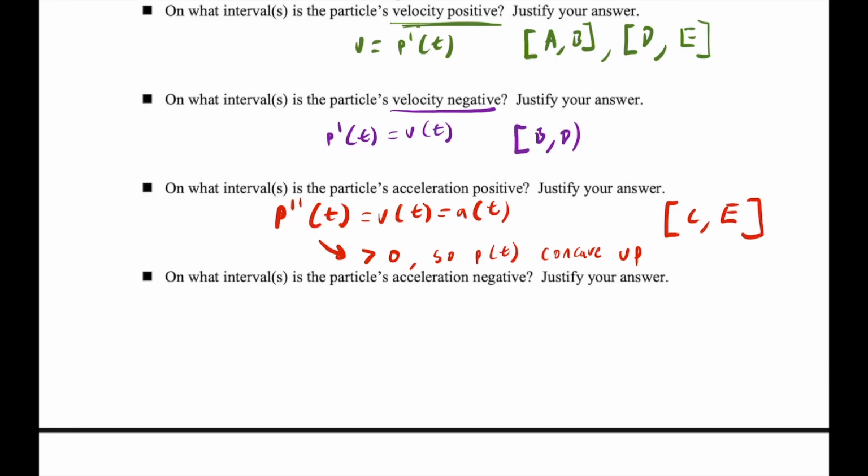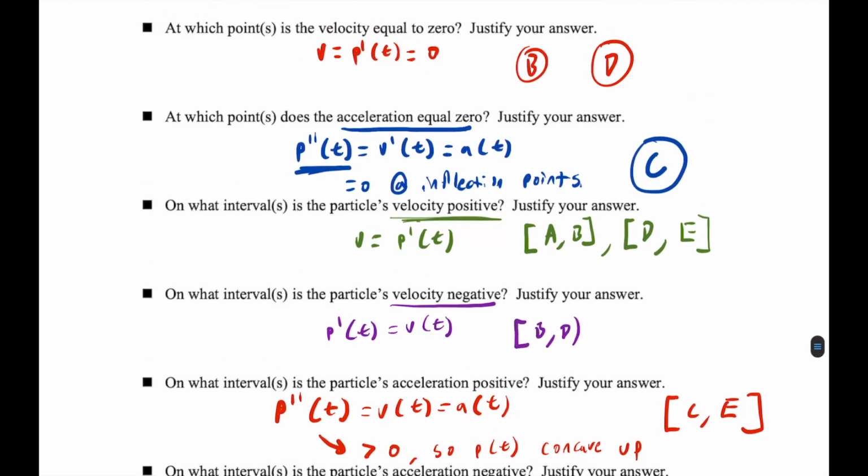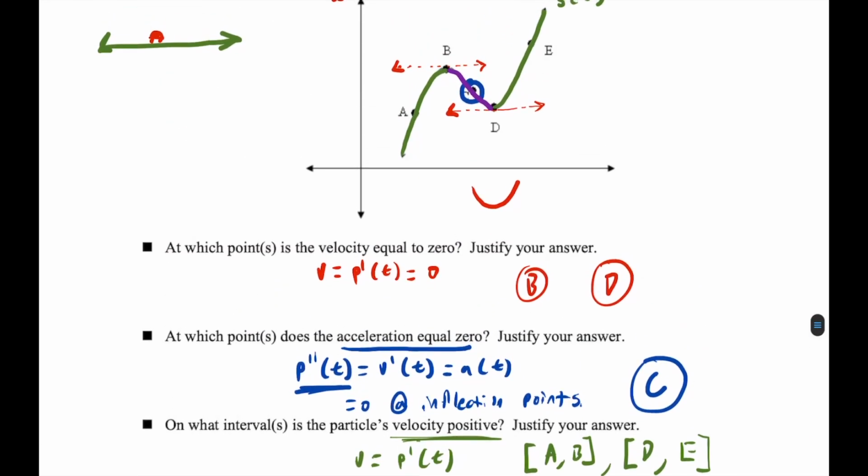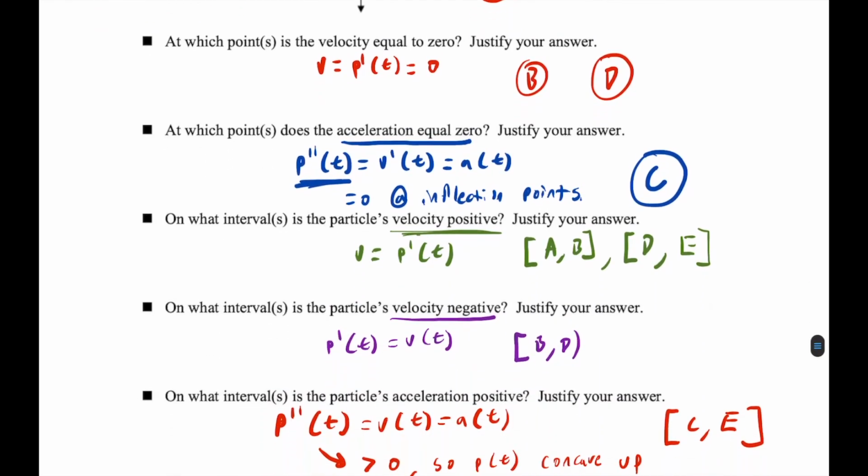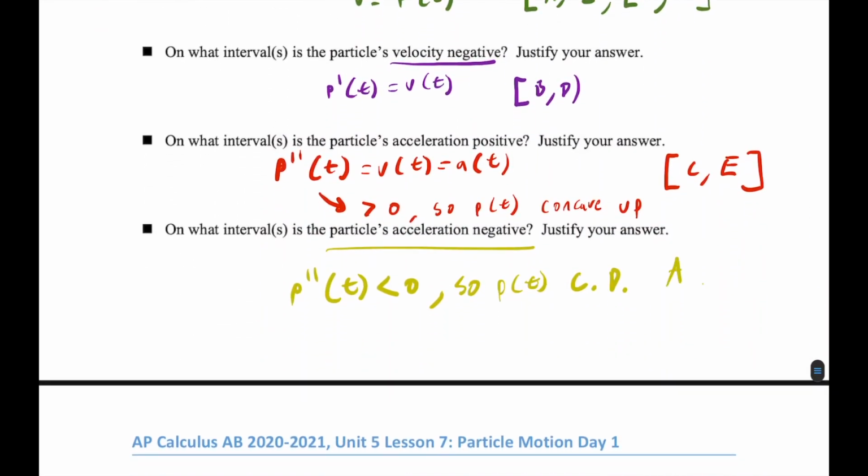Versus acceleration will be negative. We'll do this in a different color. Acceleration will be negative when P double prime of t is less than 0. So P of t is concave down. And that will happen from sort of A to C if we're just using those points there. So from A to C.